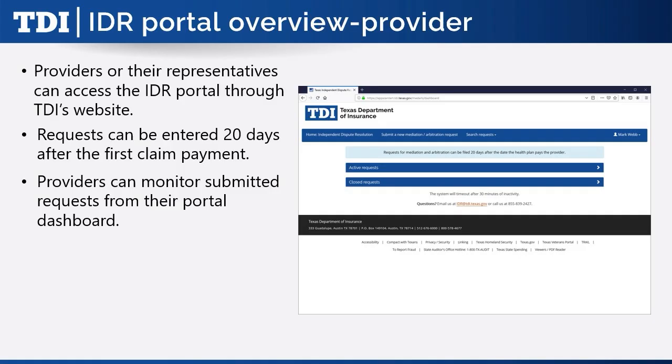The providers or the representative log into the IDR portal and start the process of entering the request after 120 days of having received their first claim payment. It's a real simple process. It's very user-friendly. Once the provider starts the process of entering the request, they can monitor their request every step of the way, and they can always go back and view old requests. So from the time they enter a request, that information is always available for them to see.